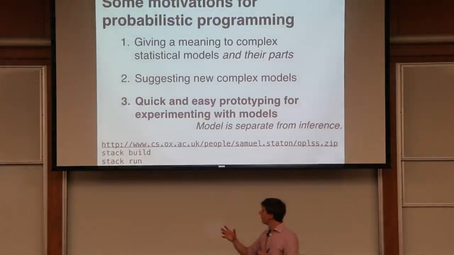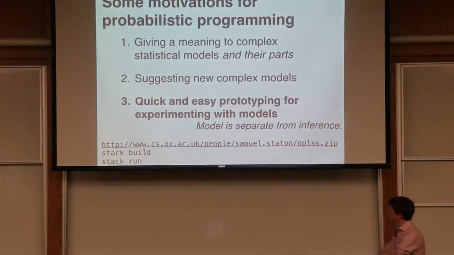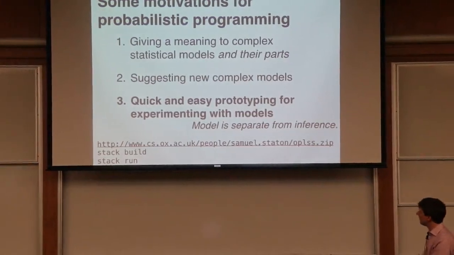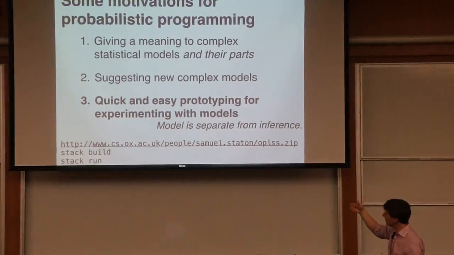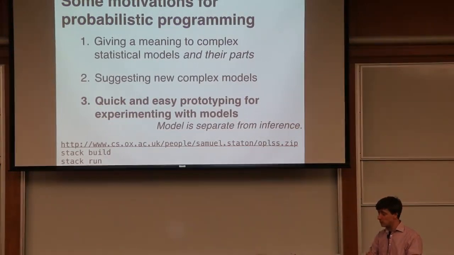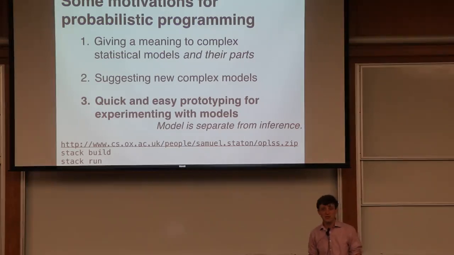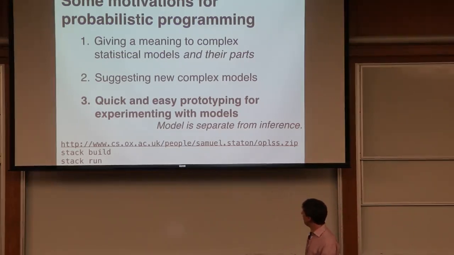Trying to say what my motivations were, I talked about these 3 motivations. One is about understanding what statistical models mean, in particular what parts of them mean when we put them together. We've got a complicated statistical model, hundreds of lines long. What do the individual bits of it mean? Can we suggest new complex statistical models for statisticians? And can we quickly and easily prototype things so that we can experiment with models?